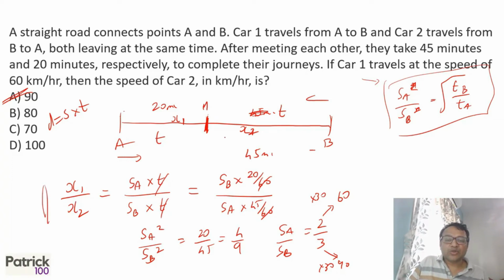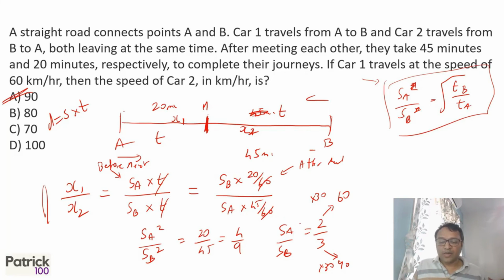So x1 and x2 is the ratio of distance. In the first case, it is speed of A into time, and speed of B into time. In the second case, this is before meeting. After meeting, it becomes SB into time and SA into time. Use that, form an equation, and you'll get the answer.